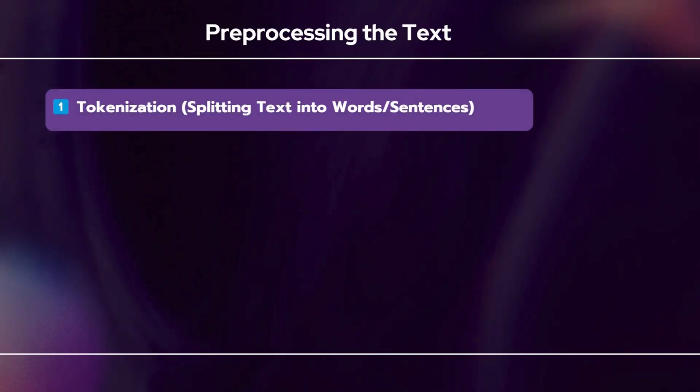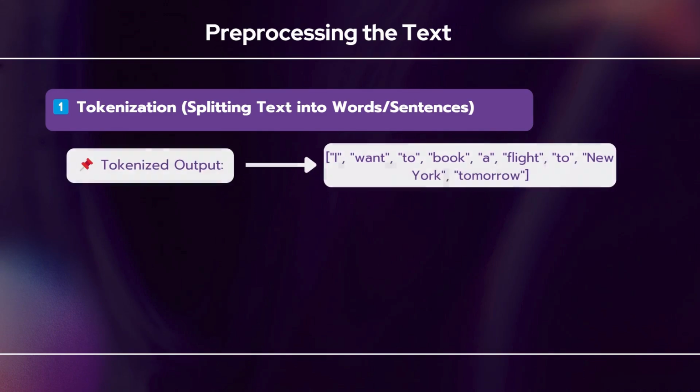Once the chatbot receives the user's input, the next crucial step is pre-processing the text. The first step in this process is tokenization. Tokenization involves breaking down the input text into individual words or sentences. In our example, I want to book a flight to New York tomorrow is split into tokens like I, want, to, book, a, flight, to, New York, tomorrow. This step helps the chatbot analyze the input word by word.